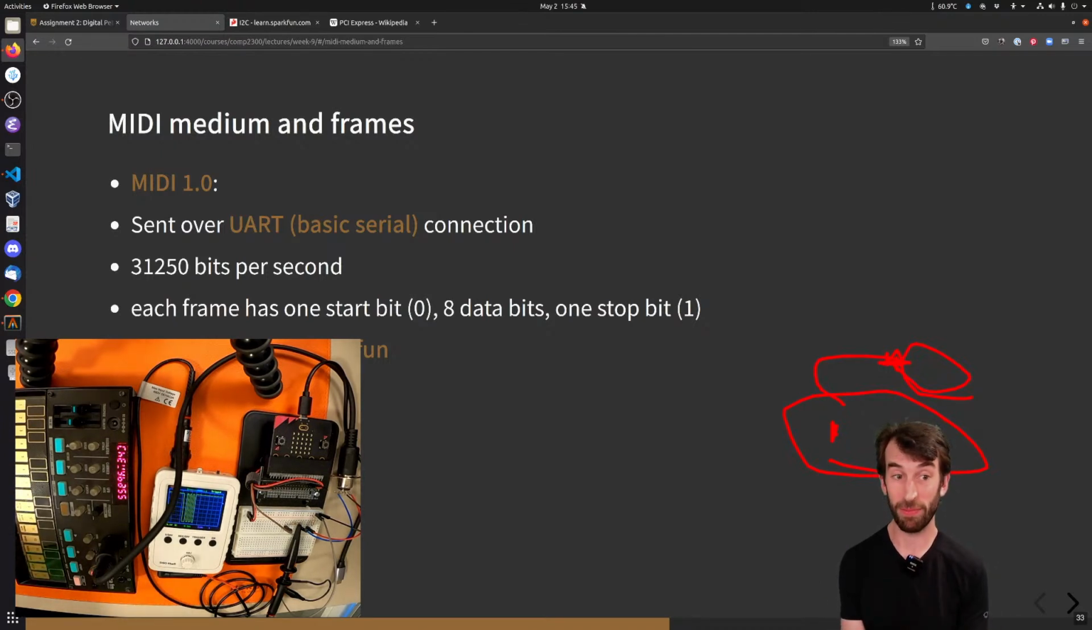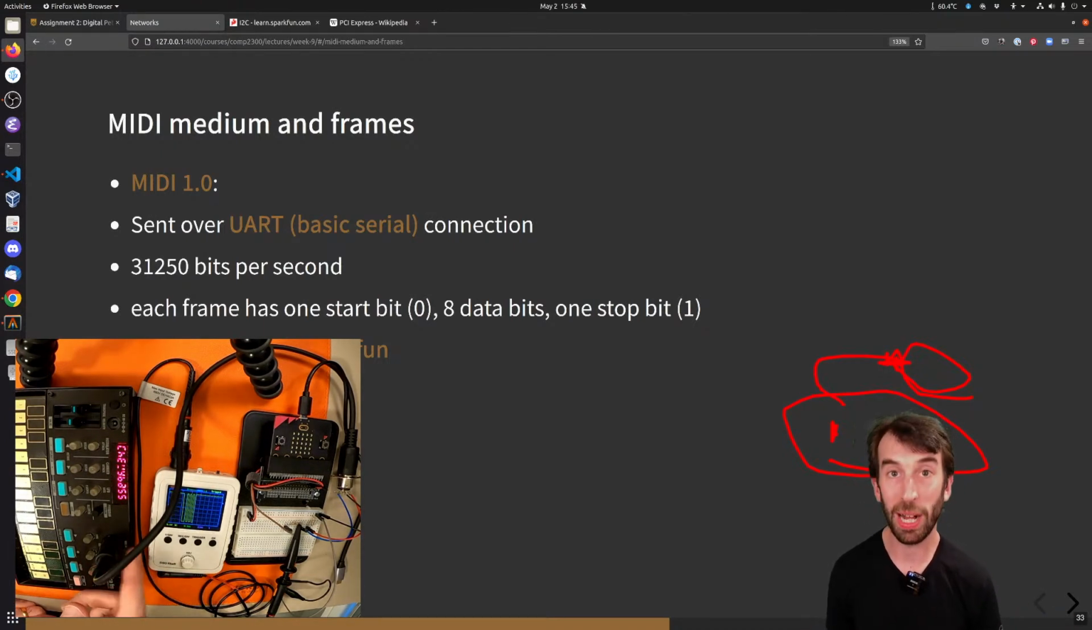MIDI is from the 80s, I think. In 1980, MIDI 1.0 came out. It's a very early serial connection. It's sent over a basic serial connection, UART, which stands for Universal Asynchronous Receiver Transmitter. Just an asynchronous serial connection.